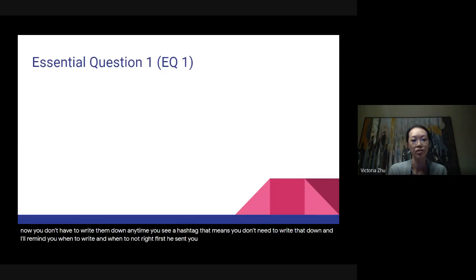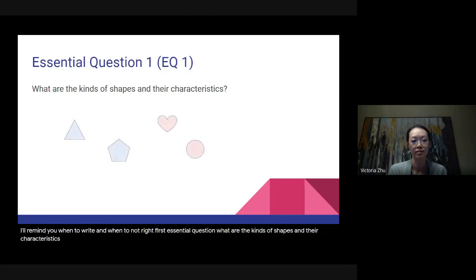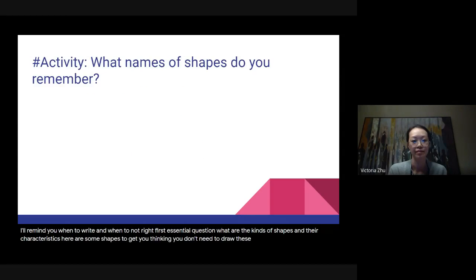Our first essential question. What are the kinds of shapes and their characteristics? Here are some shapes to get you thinking. You don't need to draw these. Notice that I have a hashtag at the front of this slide, so you don't have to write anything down. This will be an exercise.